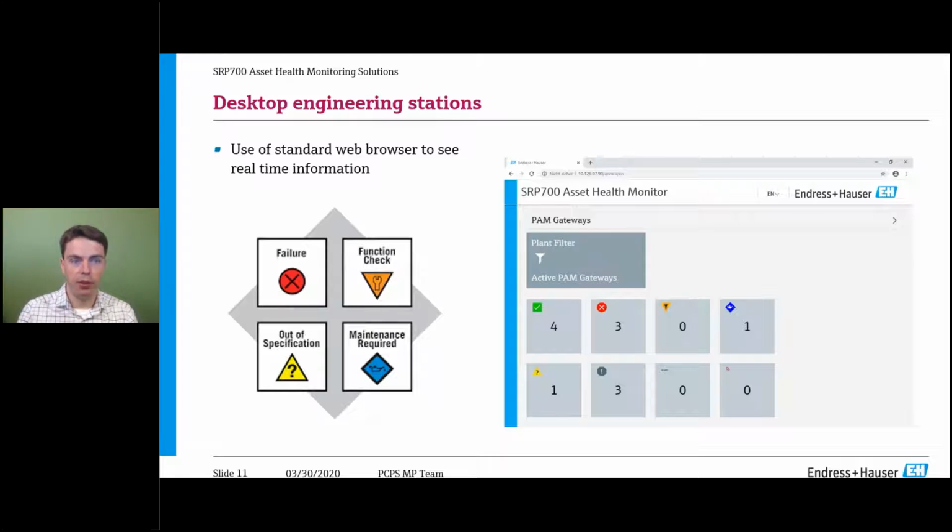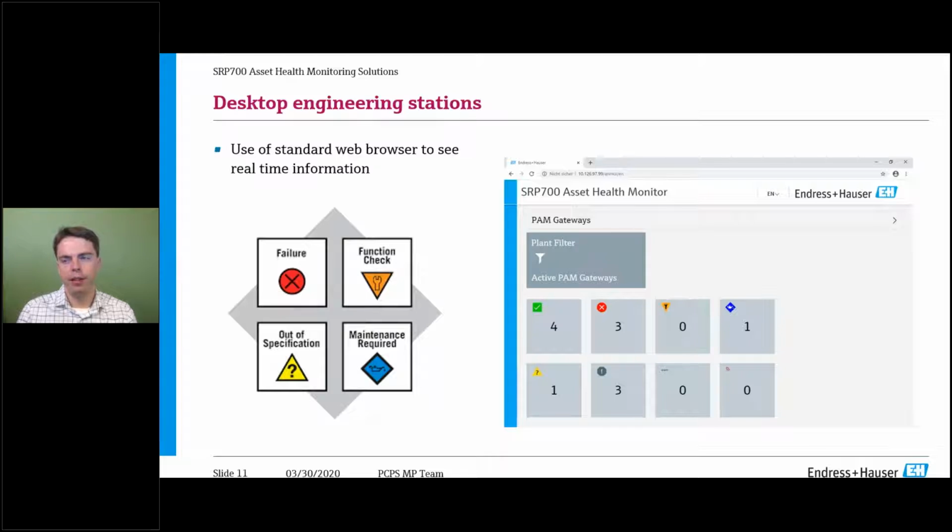So this is really a serious issue. Function check. So you have to have a look. Something is not normal. That could be, for instance, an uncommissioned device. So before you do a full empty calibration or stuff like that, it could be that it's measuring accurately, but it's not correctly set up. So that's a function check.